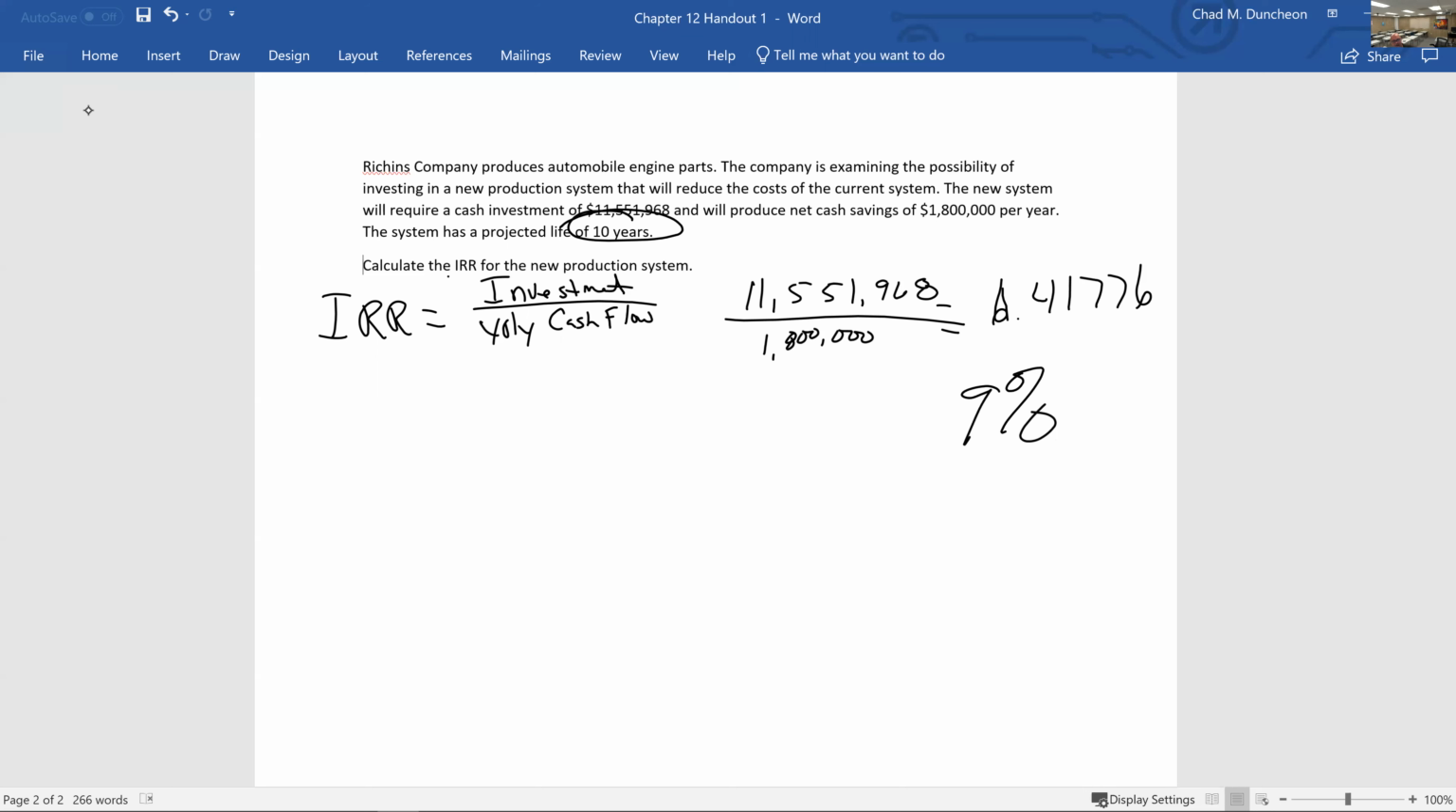Okay, do we take it or not? We're not really sure because we do not know what the required rate on this one is. Okay, so here's how you do those questions.